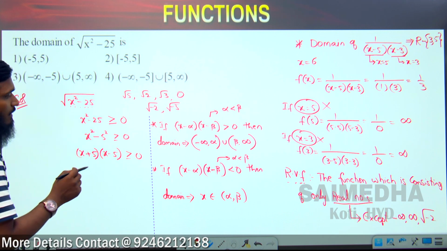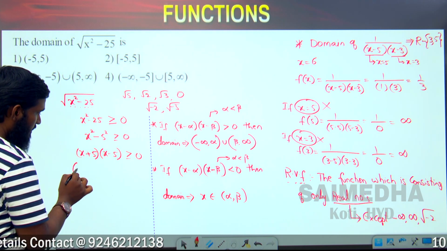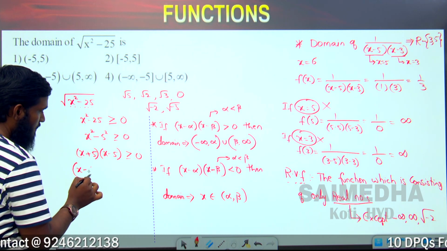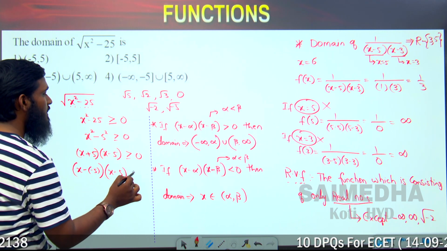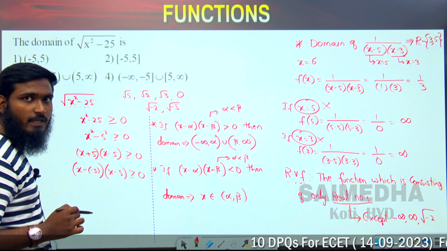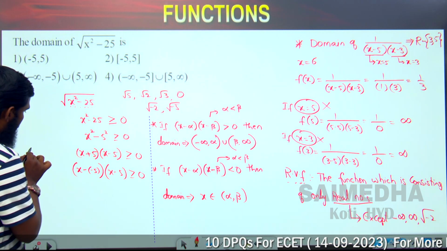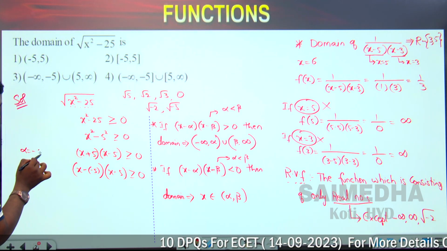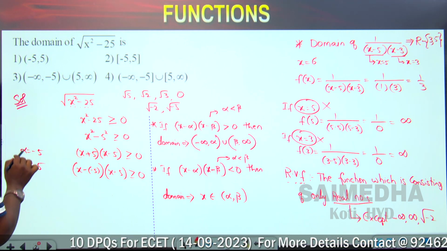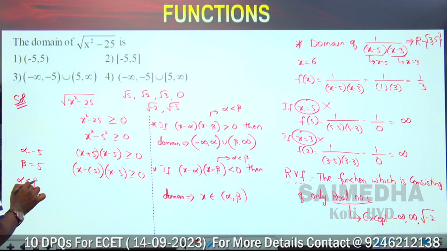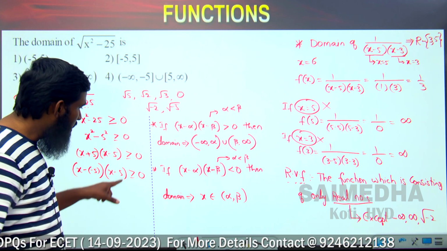Let us see this part. Now first for this, let us write x plus 5 as x minus of minus 5, and this part we are taking as x minus 5 greater than equal to 0. Now what is the alpha value we are having? Alpha value is equal to minus 5. What is the beta value? Beta value is equal to plus 5. Alpha is less than beta. Condition is satisfied.